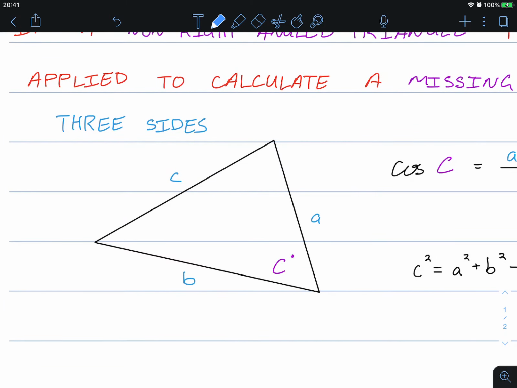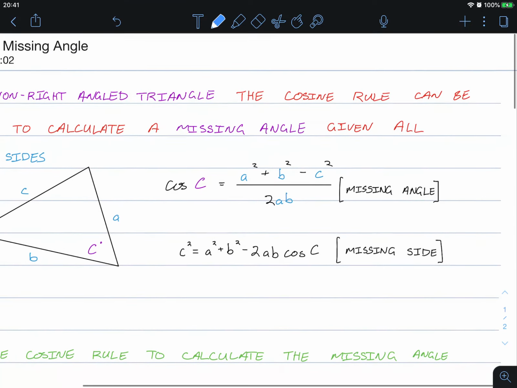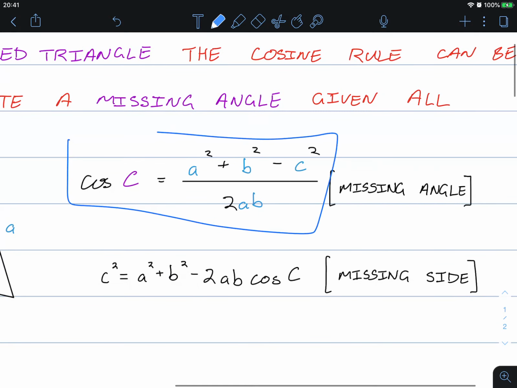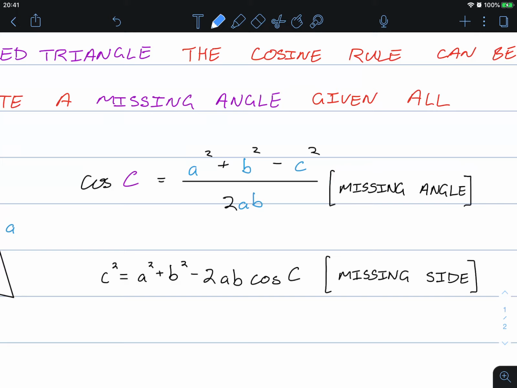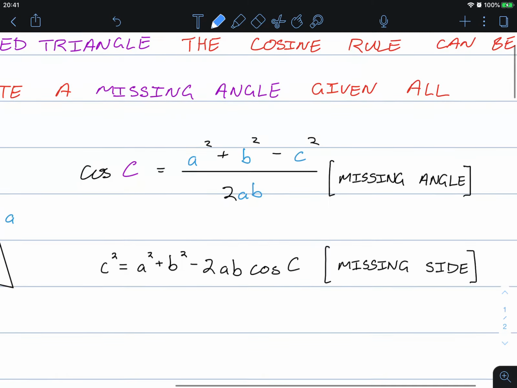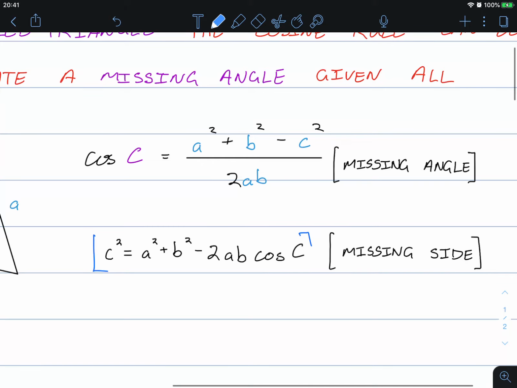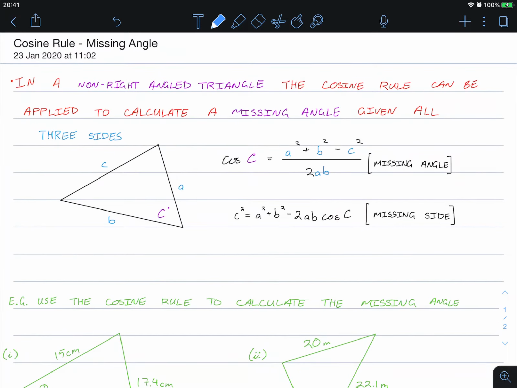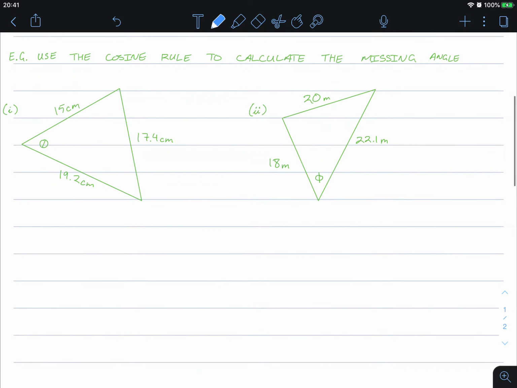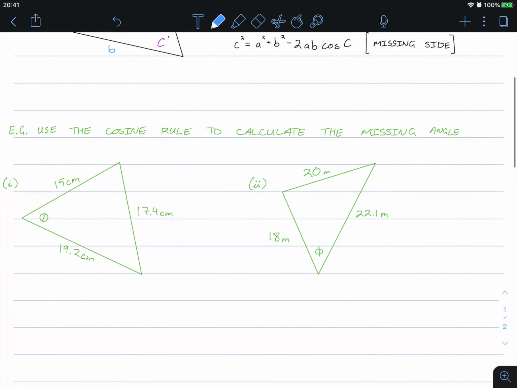The formula for the cosine rule of missing angles is as follows, this one here on top. Cos C equals A squared plus B squared minus C squared all over 2AB. If you're wondering where this formula comes from, it is actually just a rearrangement of the missing side formula where we've made cosine C the subject. Well, let's just get straight into it and apply this to our two triangles in this example here.